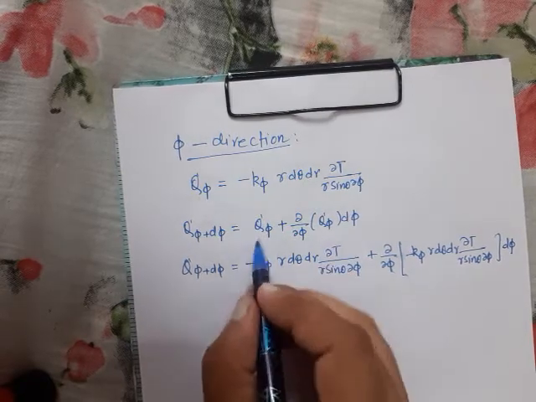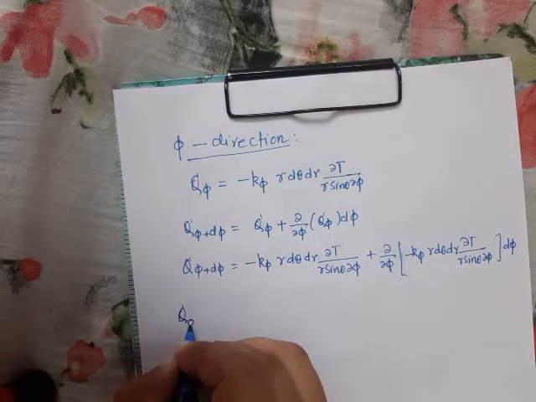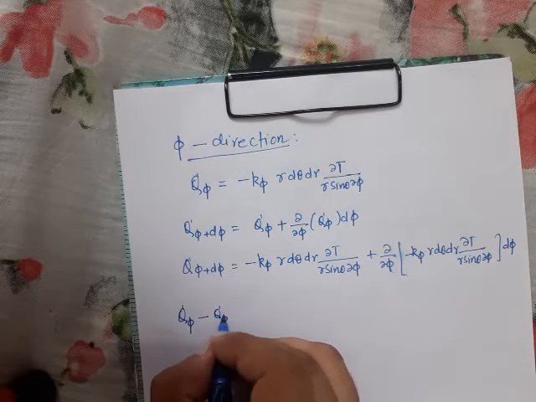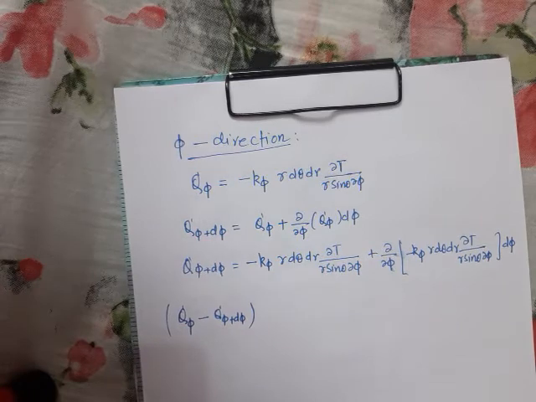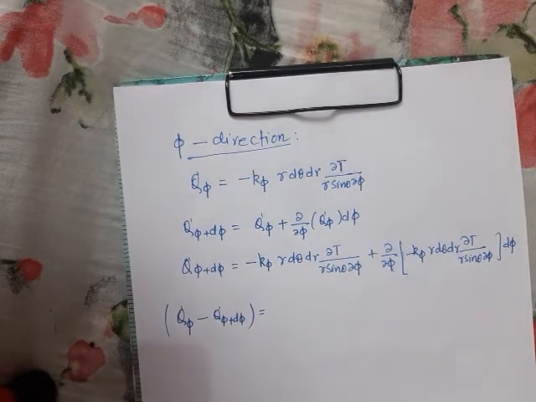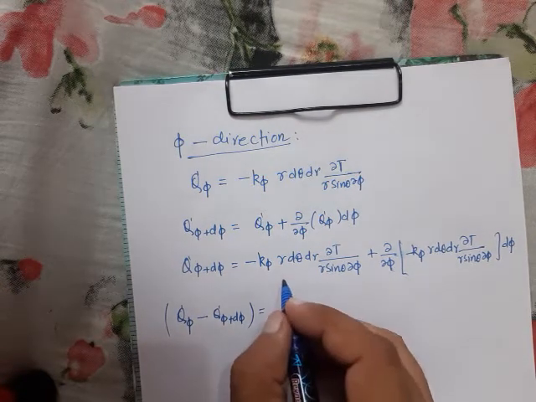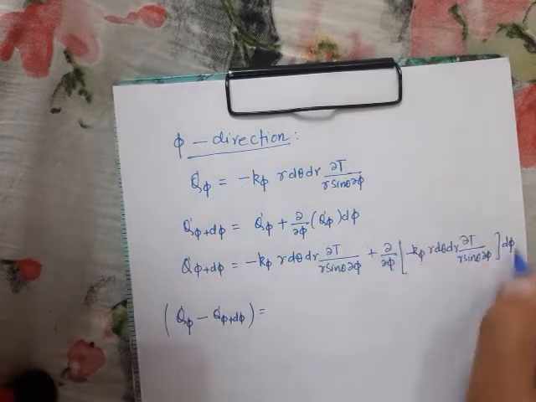q phi, I have put the value of q phi in this equation. Now I need to calculate q phi minus q phi plus d phi. Please note very carefully, it is very difficult to understand from the book. Some steps are always missing in the books, so please note very carefully. Subtracting this equation from this equation, I will get only this sum left.